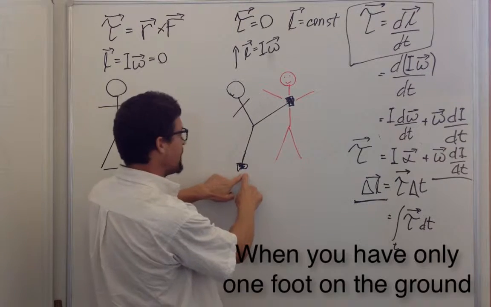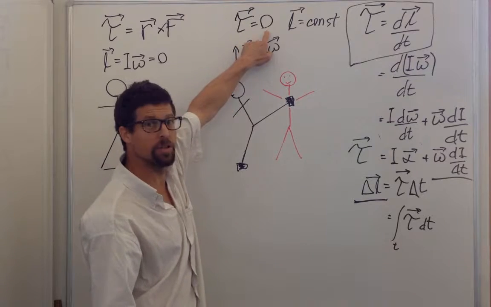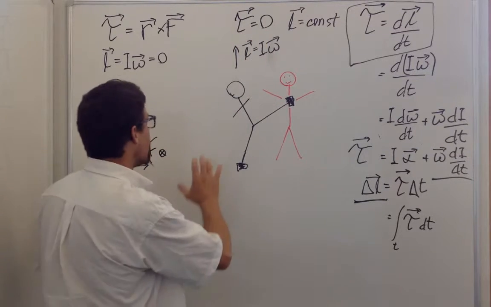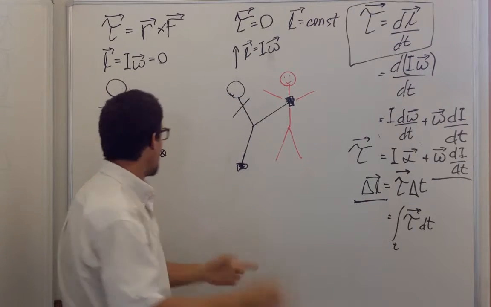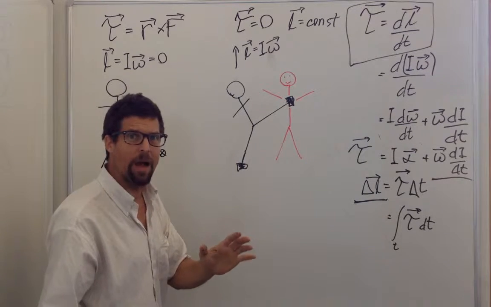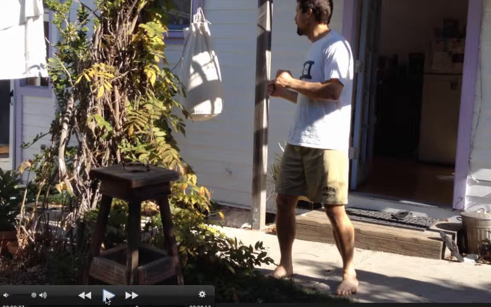Because once that foot leaves the ground, radius is zero, and your torque goes to zero. So you need to get all your angular momentum before that foot leaves the ground. And therefore, the feet must stay on the ground as long as possible. Okay, so let's take a look at my wheel kick. How am I doing with angular momentum?